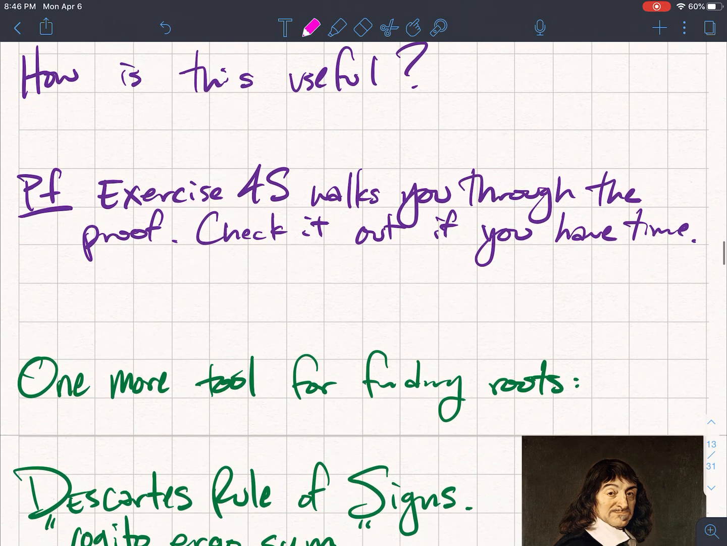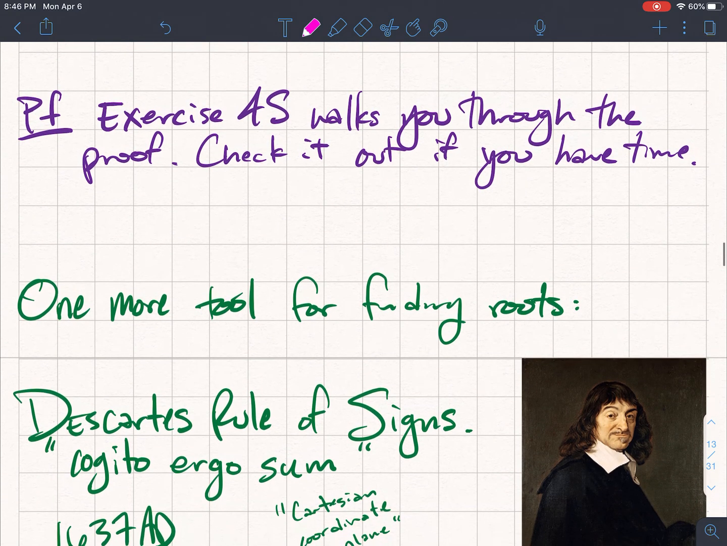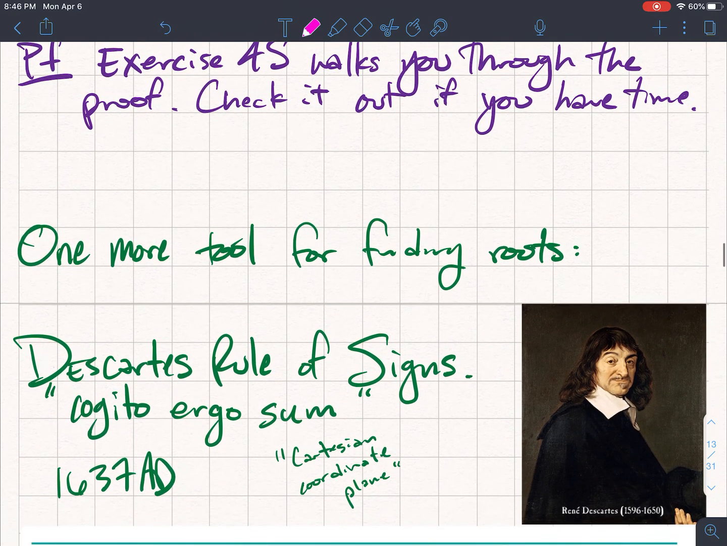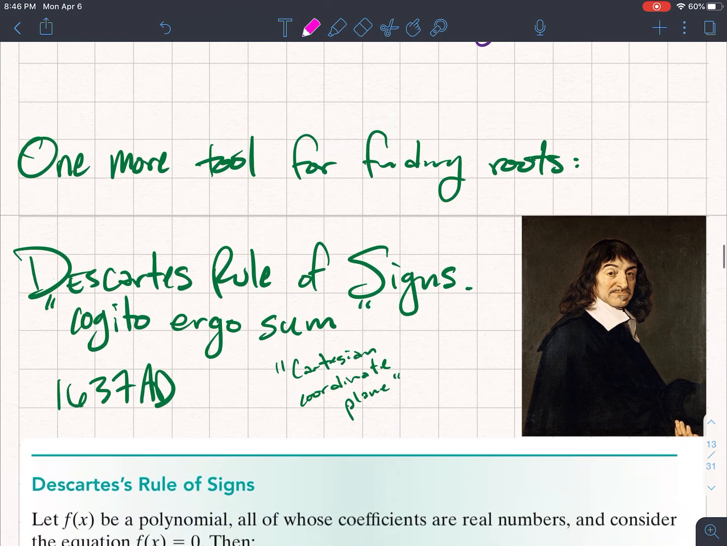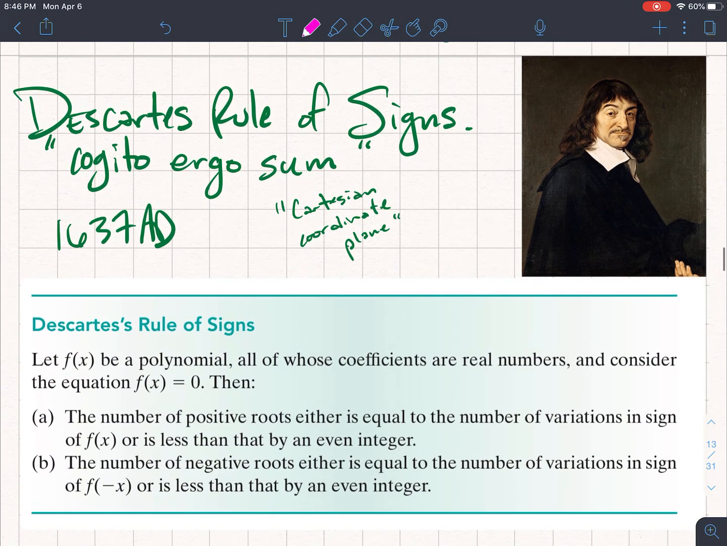We have one more tool for finding roots that we're going to go over in this section. Descartes' rule of signs. René Descartes is famous for saying cogito ergo sum, which is I think therefore I am in Latin. He's also famous for the Cartesian coordinate plane. You've probably heard of him before, maybe when you learned Descartes' rule of signs last semester. Did you learn it last semester? I don't know. Anyway, here's Descartes' rule of signs.